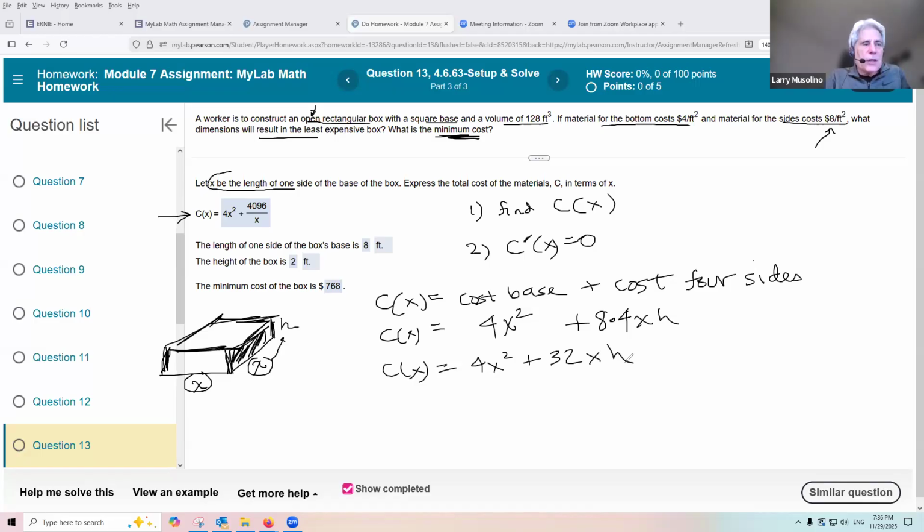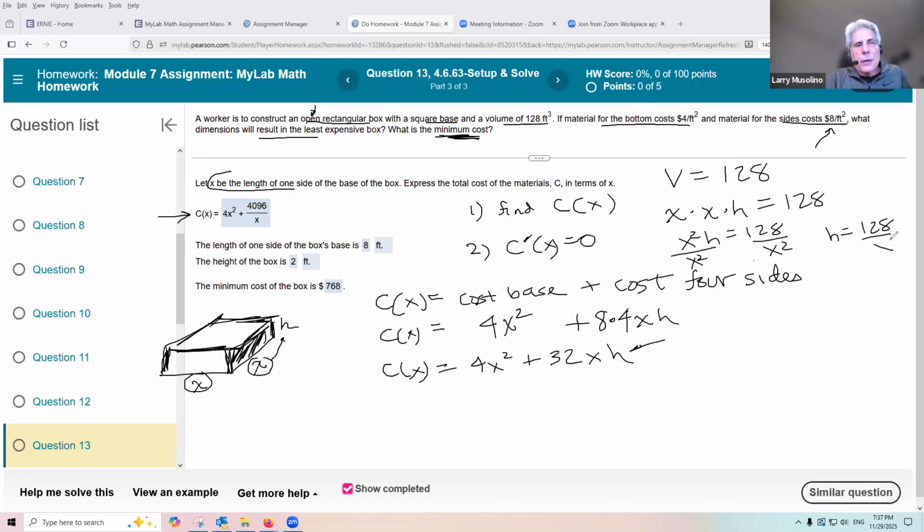But I don't want to leave the cost function like this because we want it just in terms of x. So I'd like to somehow get rid of or substitute for this h. Well, they did tell us that the volume is 128. The volume of this box is just x squared times h. So that's x squared h equals 128. Let me solve this equation for h. I'll divide both sides by x squared. So h is 128 over x squared.